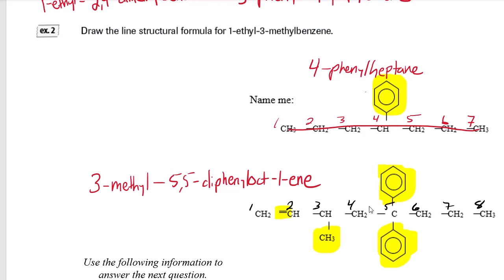This guy, I got 2 phenyl groups, a methyl group, and a double bond. So it will be 3-methyl-5,5-diphenyloct-1-ene.